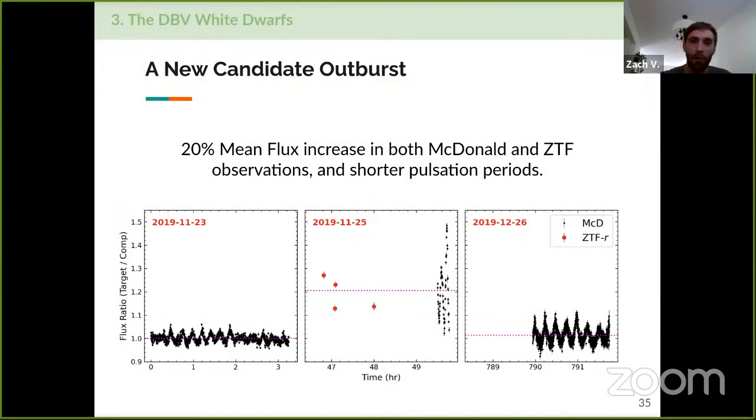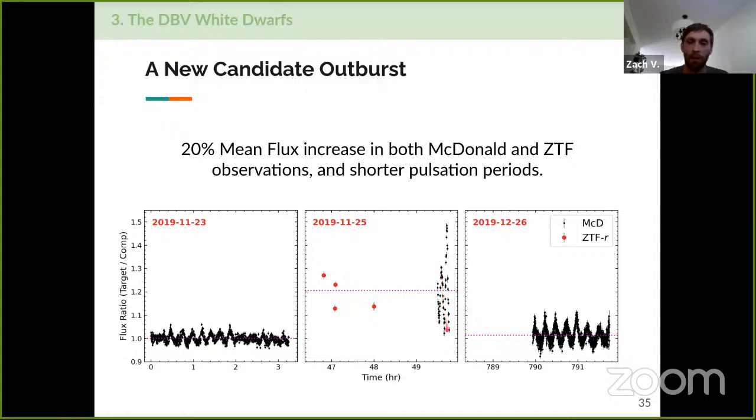So we got lucky one more time, actually. We found another outbursting DBV while we were following it up from McDonald, trying to characterize the periodicities in quiescence. So here's a light curve a couple nights before the outburst, and then a light curve about a month later. And even though the light curve during the outburst is really short, you can see that its mean flux is elevated, which is not something you would expect to see in any regular pulsating white dwarf.